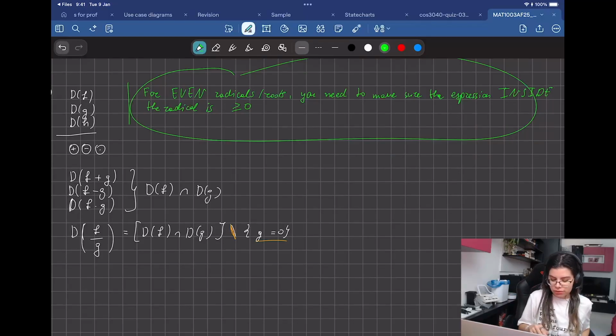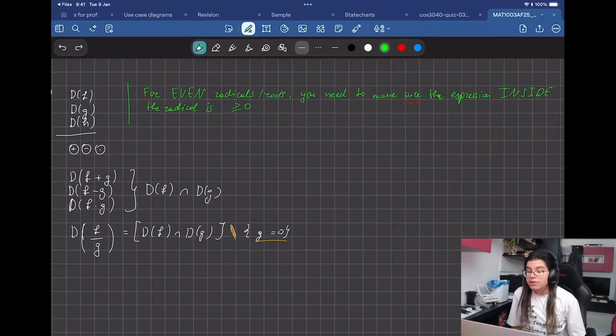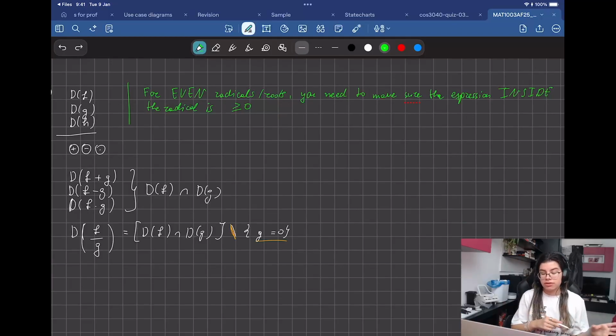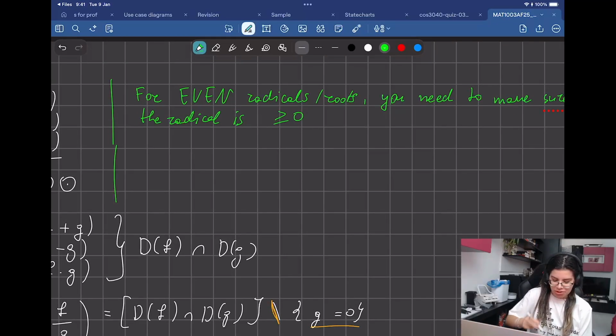Now, what if the radical is odd? Then you're lucky, because for odd radicals, we have no excluded values from the domain. So the domain is just everything, or R, as you know the notation, right? So odd radicals are really cool, but on exams you're more likely to have even radicals because it's more complicated and you need to show that you can do more complicated things.